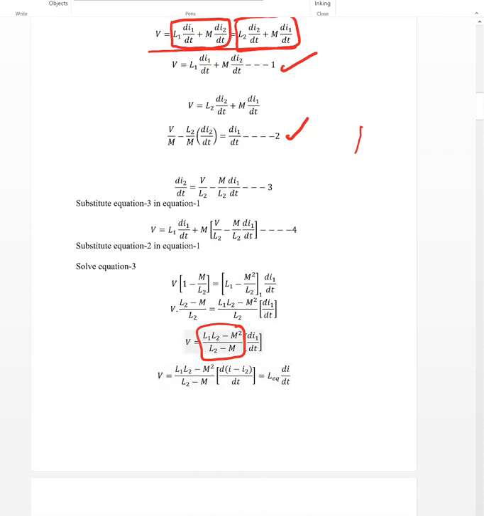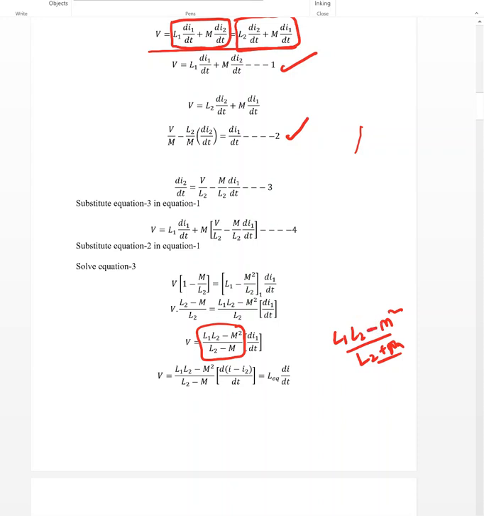When they are in subtraction, it's going to be (L1 L2 minus M square) over (L1 plus L2 plus 2M). That is for the parallel: if two inductors are in parallel, that's the total inductance with the mutual inductance. My apology, this one must be minus though.